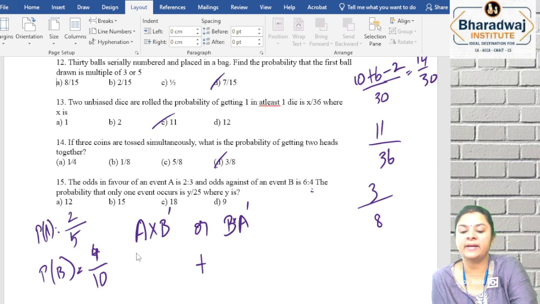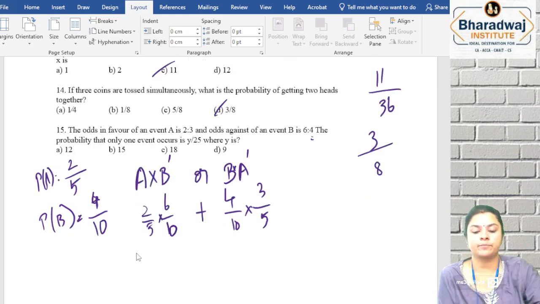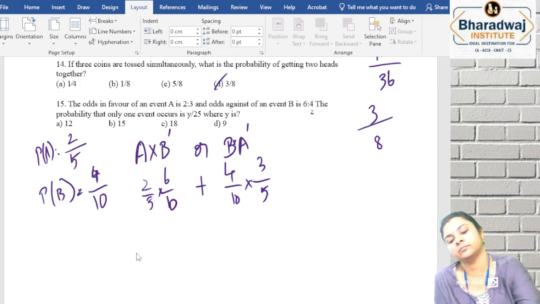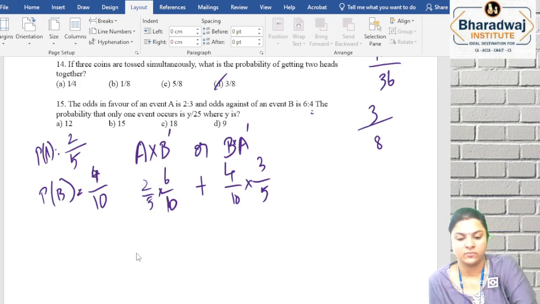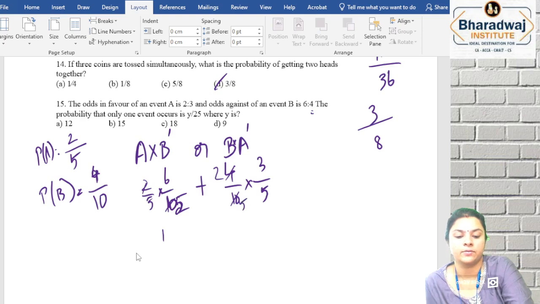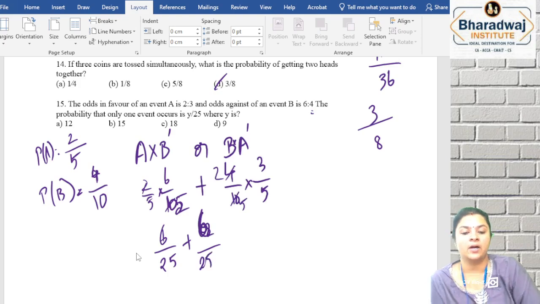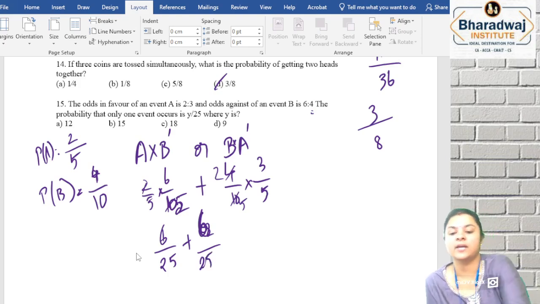Now you can just multiply and write the answer. 2 by 5 into B dash is 6 by 10, plus 4 by 10 into A dash is 3 by 5. Which is 6 by 25 plus 6 by 25. Answer is 12 by 25.